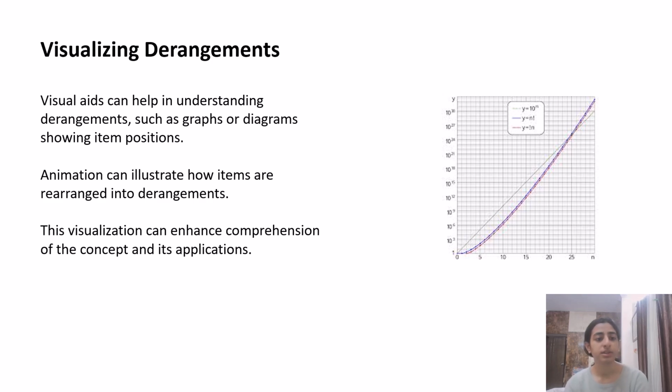Visualizing derangements. Visual aids can help in understanding derangements, such as graphs or diagrams showing item positions. Animation can illustrate how items are rearranged into derangements. This visualization can enhance comprehension of the concept and its applications.